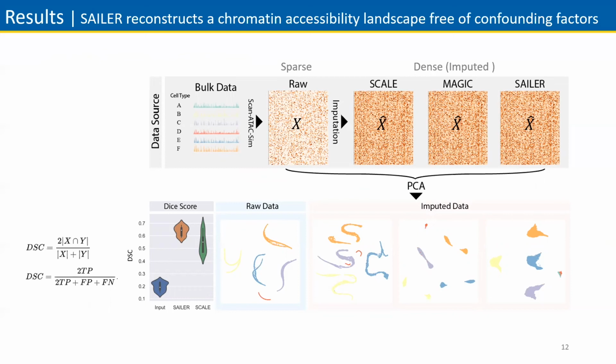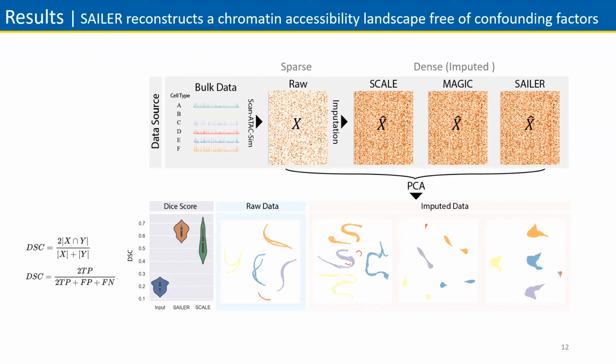After training, we then run imputation on the raw data with SCALE, MAGIC, and SAILER respectively, and reduce the dimension of the imputed data with PCA, as well as the raw data. We see that the data imputed by SAILER are not affected by batch effect and preserve the rare cell type quite well. Without correcting for read depths and batch effect, methods like MAGIC and SCALE tend to impute data based on their neighbors in the embedding with similar read depths and batch signature, which is not favorable for downstream analysis.